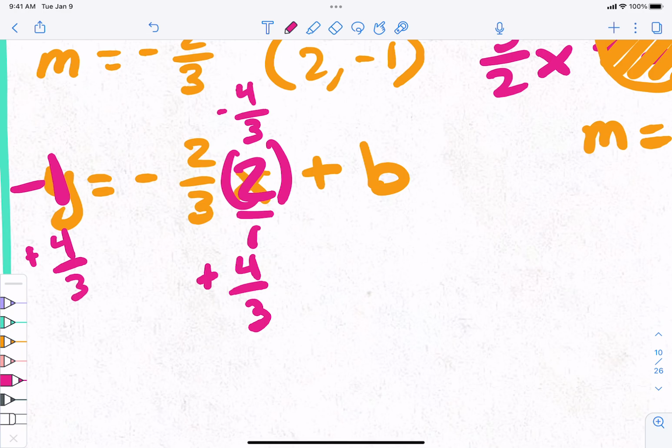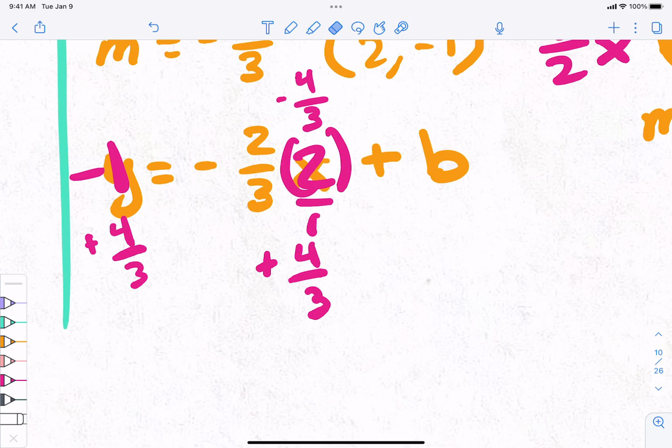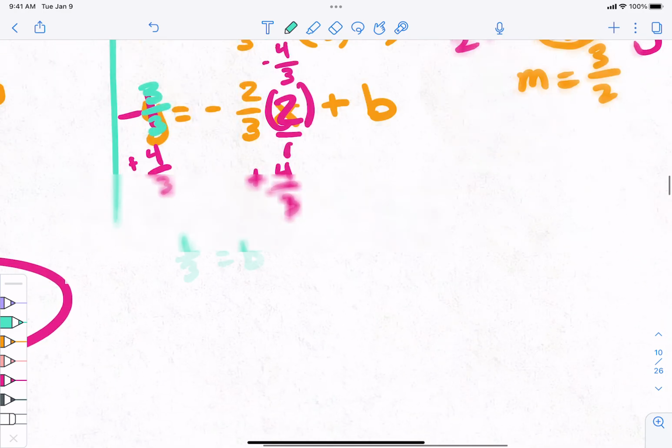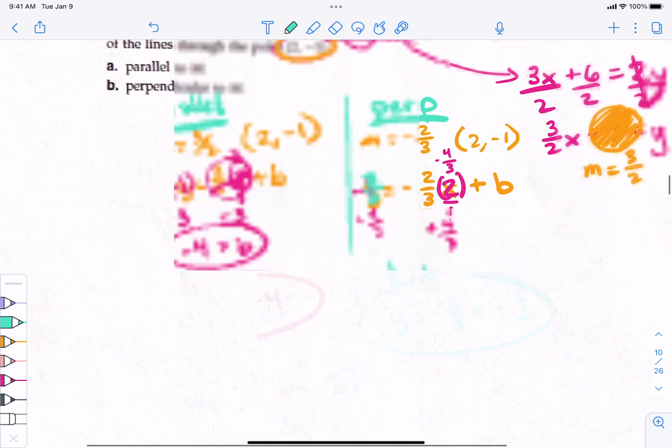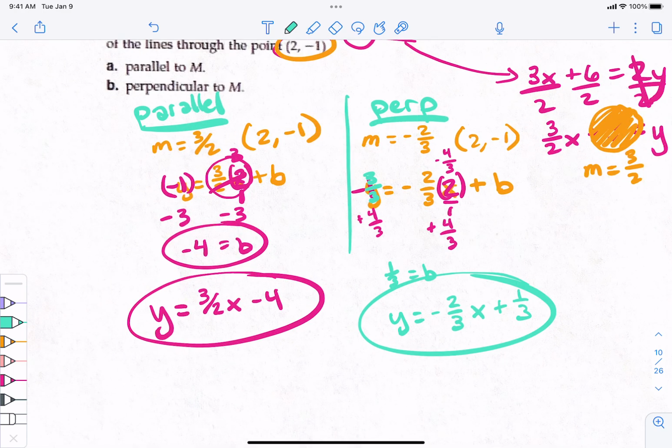So what's 4/3 minus 1, or -1 plus 4/3? Like 1 is the same thing as 3/3, right? So I have 4/3 minus 3/3, which is 1/3, right? Is that what you said before? 1/3 equals b, okay? So to write out the final, y equals -2/3 x plus 1/3. There we go. That's my perpendicular line. That's my parallel line. Okay? Happy with that?